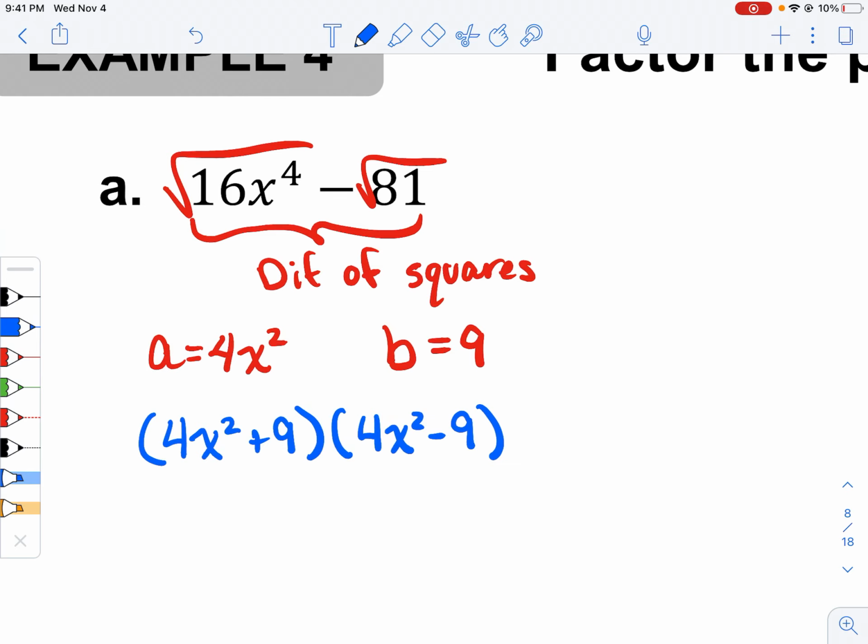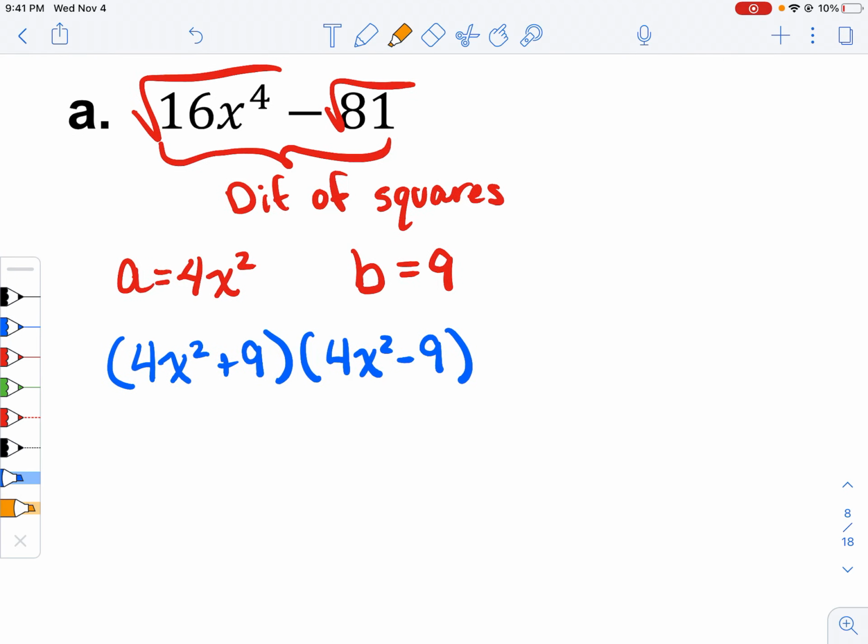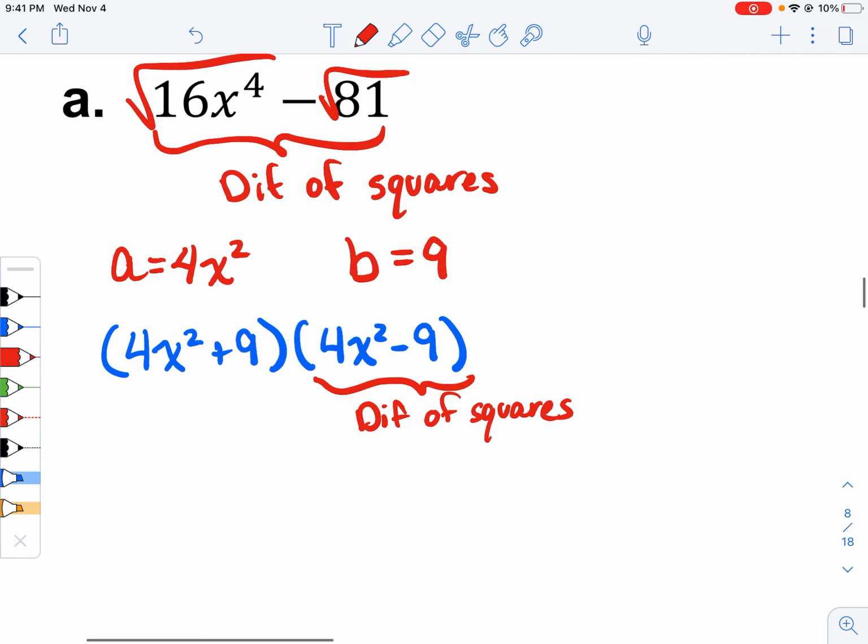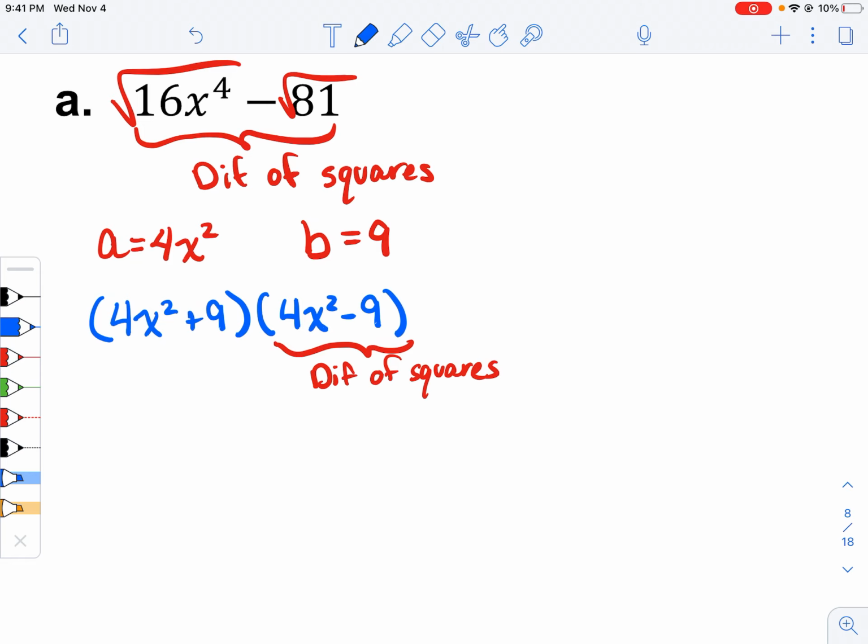Now it's tempting to want to be done, but whenever you have a square inside a parenthesis, you need to double check and see if you can do anything. This we can't do anything to, but actually this part is another difference of squares. So you're going to need to get really good at recognizing those differences of squares, because once you know the pattern, it's really easy to factor those.